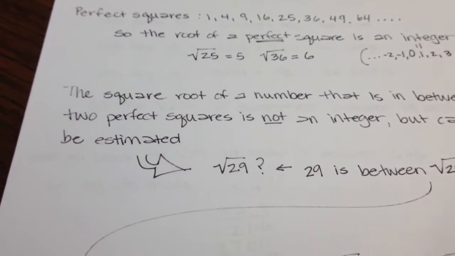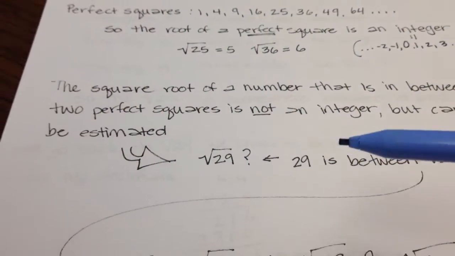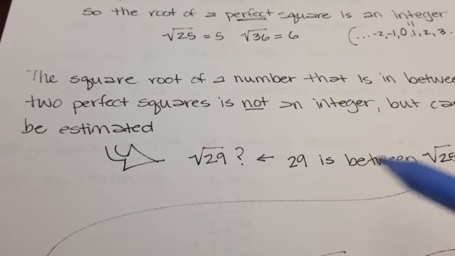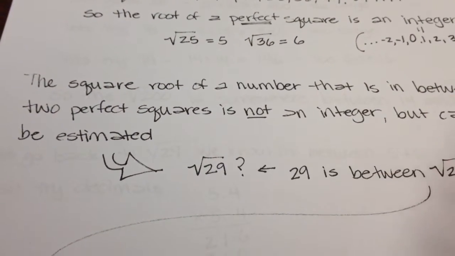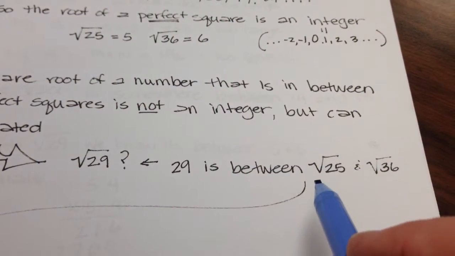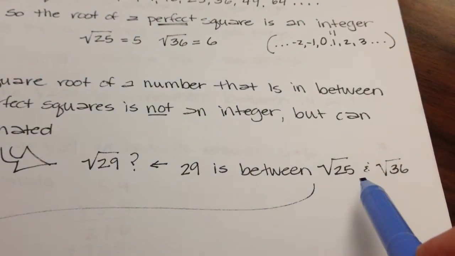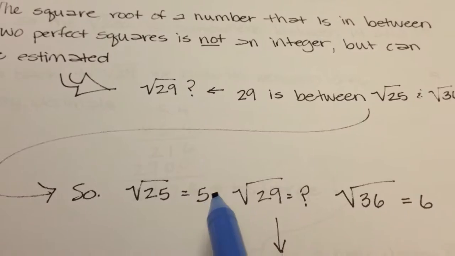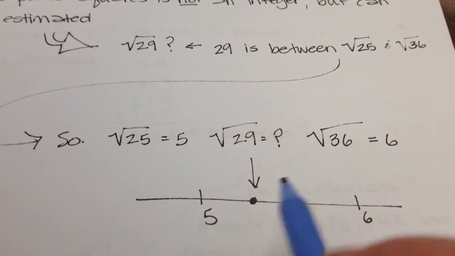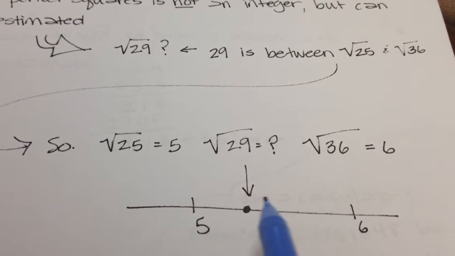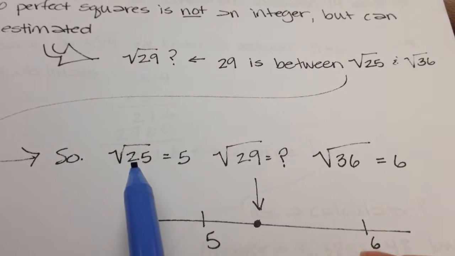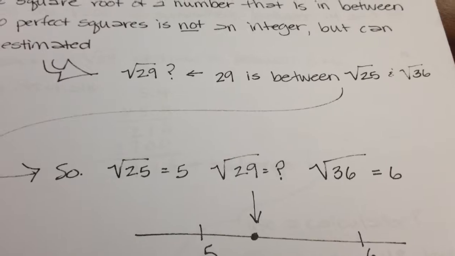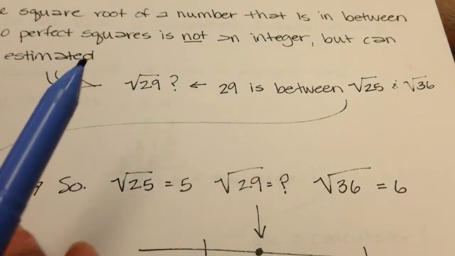Now, the square root of a number that is in between the perfect squares is not an integer, but it can be estimated. So if someone asks, what's the square root of 29? Well, we know that 29 is between the square root of 25 and the square root of 36. The square root of 25 is 5, and the square root of 36 is 6. So the square root of 29 is going to be somewhere between 5 and 6. And because 25 is closer to 29 than 36, it's going to be closer to 5. But it just goes on and on and on forever.